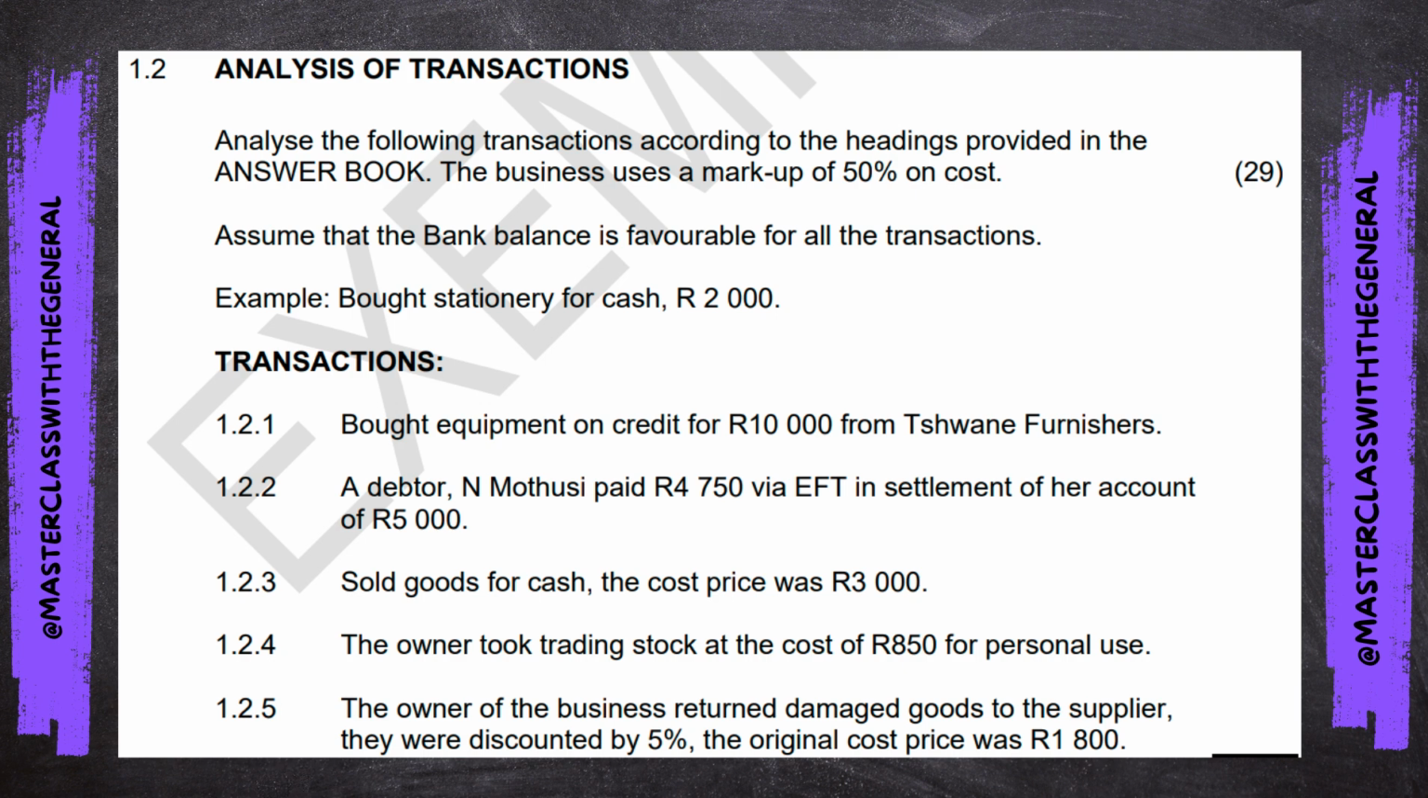So let's look at which accounts are involved. Of course, there is a debtor, so there is debtor's control that is affected. And then there is EFT, which means there was a payment into the bank account. So there is debtor's control and a payment into the bank account.